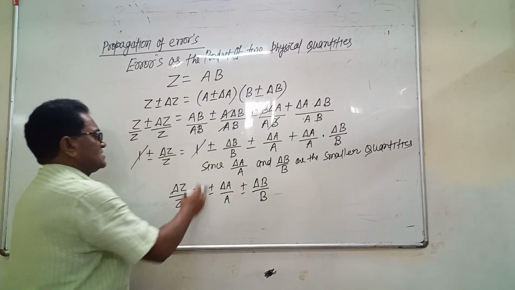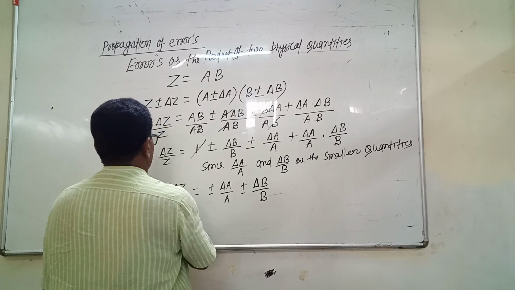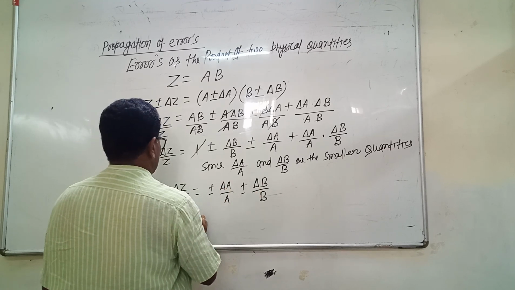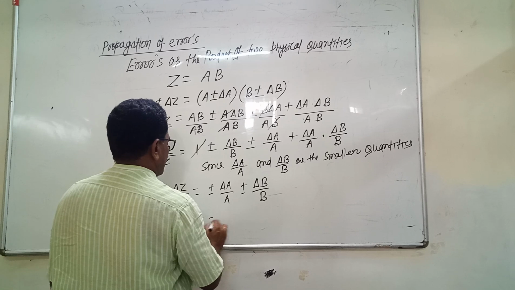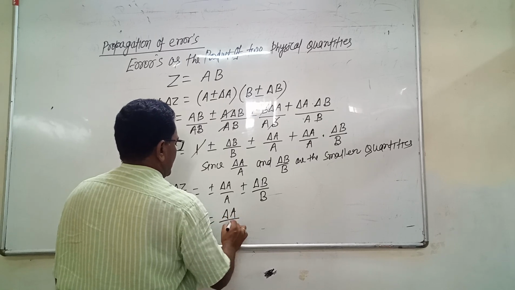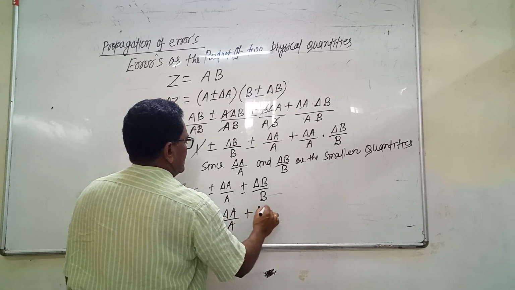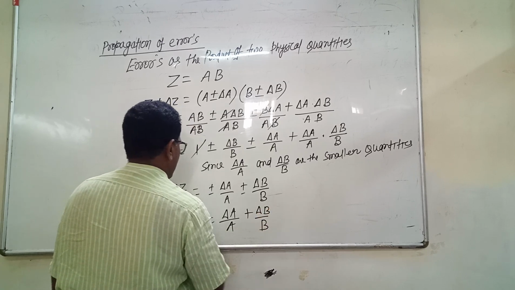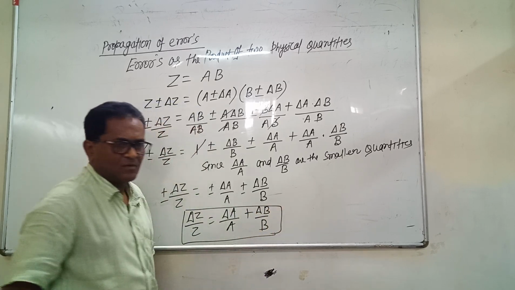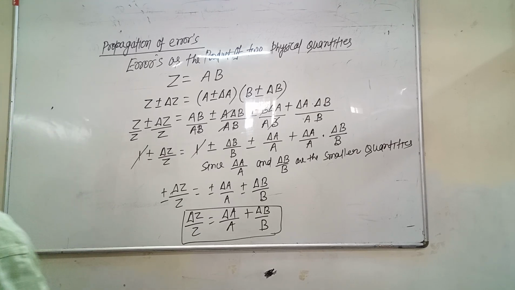So plus minus taken as common, we get delta Z by Z equals delta A by A plus delta B by B. So if A and B, two physical quantities, are in the form of multiplication, meaning product, then the error in them must be delta Z by Z equals delta A by A plus delta B by B.